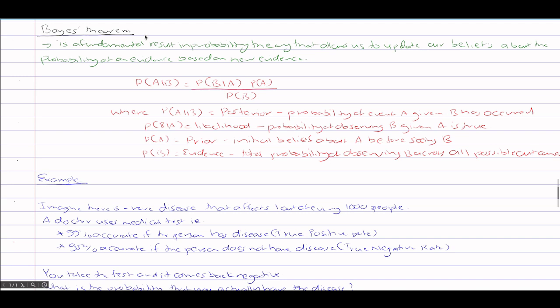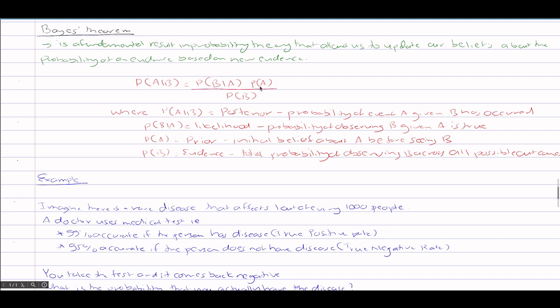Now, don't let the name intimidate you. At its core, Bayes Theorem is a fundamental result in probability theory that allows us to update our beliefs about the probability of an event based on new evidence. Think of it as a logical way to refine your initial guess with fresh information. The formula itself looks like this.